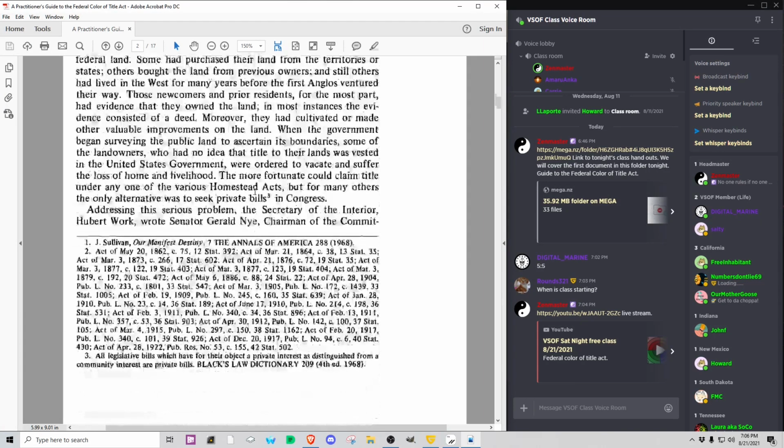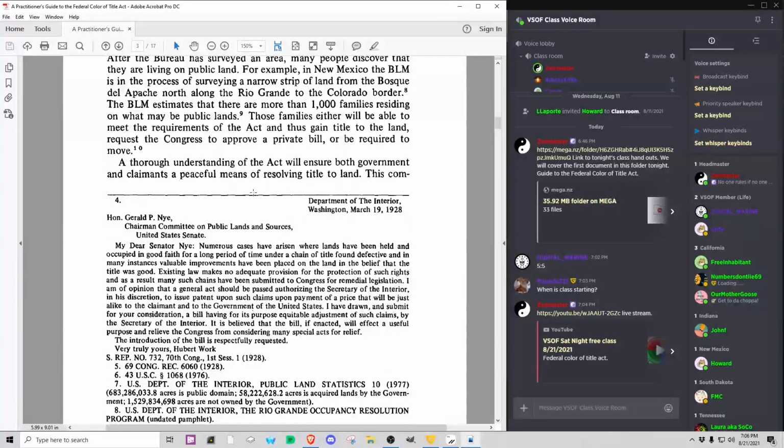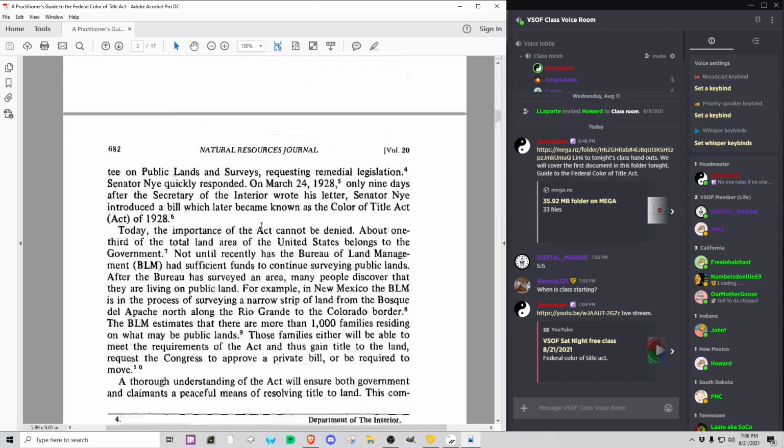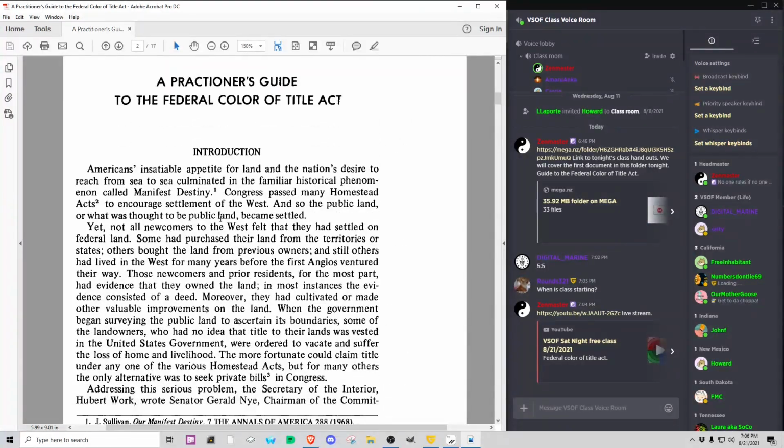And this particular act goes back to, I believe, it wasn't until 1928, around March 19th, 1928. So let me scroll back up here and we'll give you an introduction.